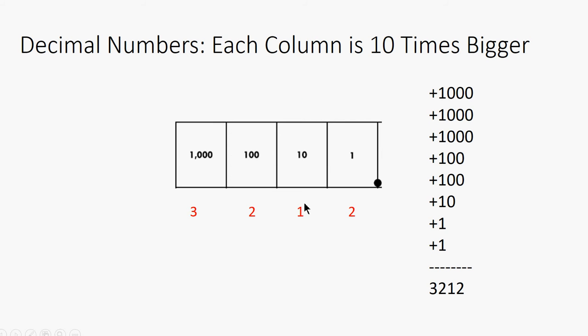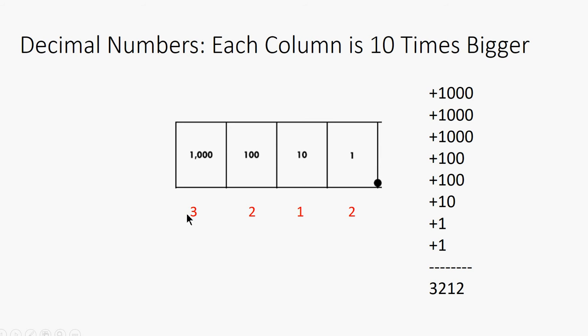Whenever you have a number, each digit is in a column. And those columns are worth more depending on how far to the left you go. So the first column is worth 1. The second column is worth 10. The third column is worth 100. The fourth column is worth 1,000, and so on. Each column is 10 times greater than the column to the right.